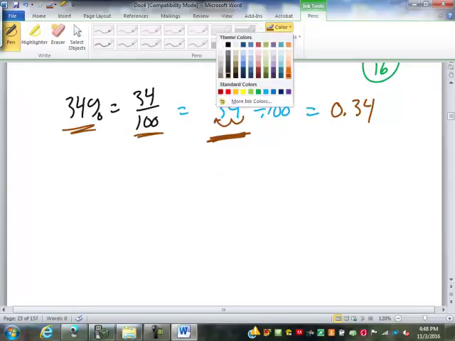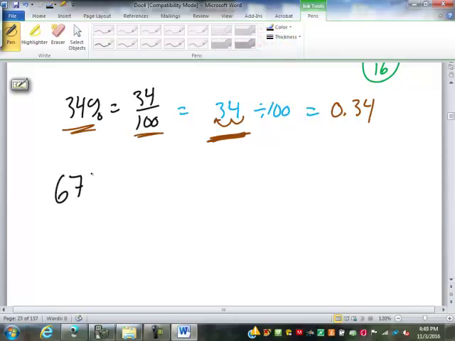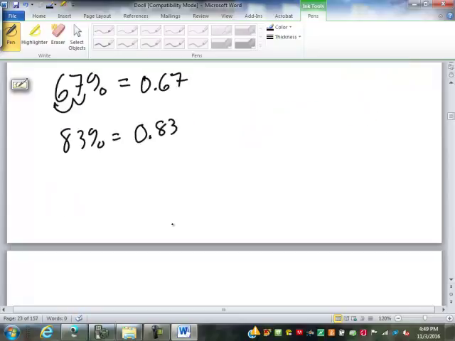So to convert any percent to a decimal, we're just dividing it by 100. 67%, if I divide by 100, moves it over 2 spots, becomes 0.67. 83% becomes what as a decimal? 0.83, good. 9% becomes what as a decimal? 0.09, good. 230% becomes what as a decimal? 2.3, good. We move it over 2 spots, it's 2.3.